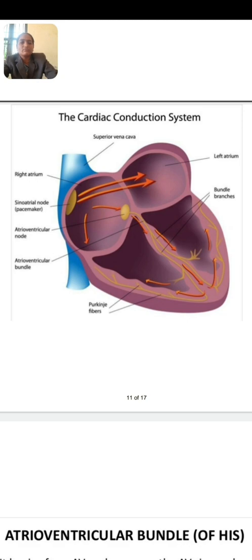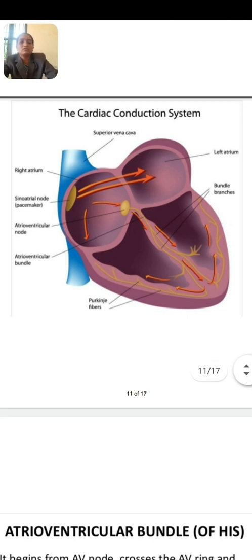Okay, thank you. Homework for all of you: you have to sketch and label the diagram and write down all the notes from this PDF or from our textbook.